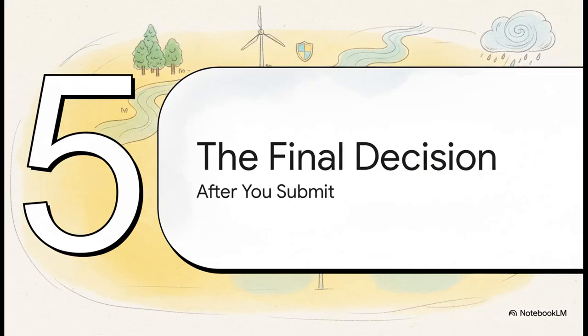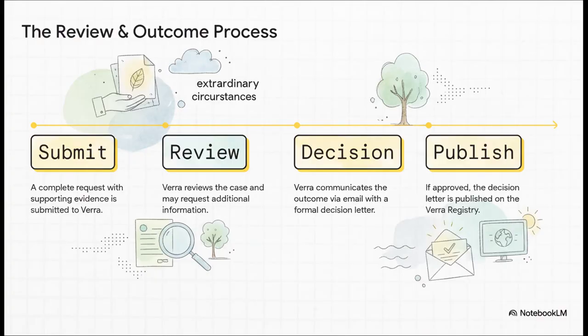And that brings us to the home stretch, the final decision. You've filled out the form, you've gathered all your evidence, you've triple-checked it, and you've hit send. So what happens next? What's going on over at Verra's end? From here, the process is pretty methodical. Verra is going to review your entire package, and they might even come back to you with more questions. Once they finish their review, they'll send you a formal decision letter. And here's a really key piece for transparency. If your request gets approved, that decision letter is published on the Verra registry for the whole world to see.